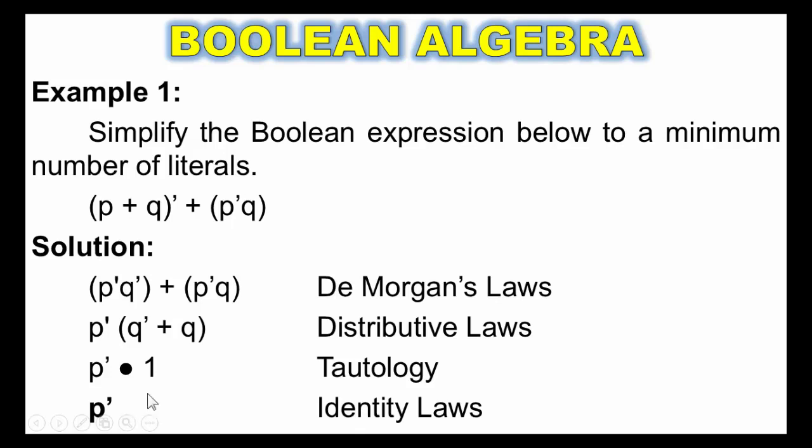So therefore, the Boolean expression not of the quantity P or Q, or not of P and Q, becomes not of P, reducing the Boolean expression to a minimum number of literals. And not of P is the equivalent of this Boolean expression, and that is the answer.